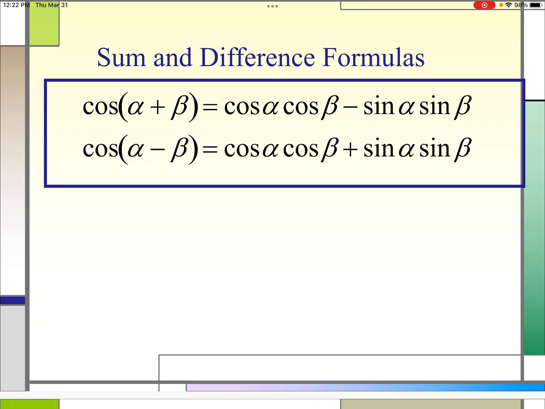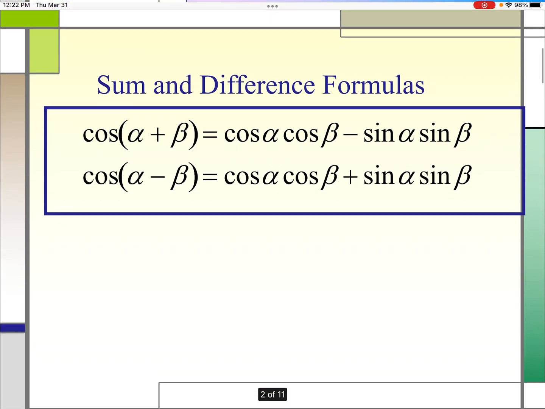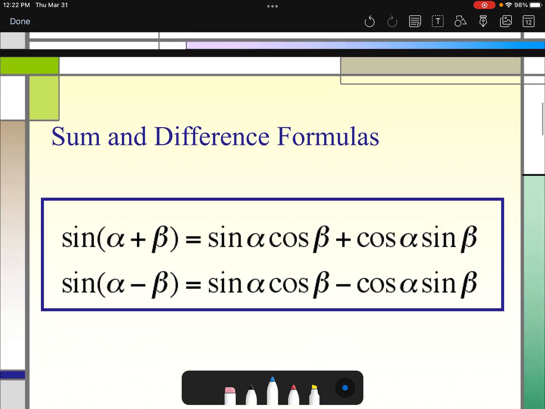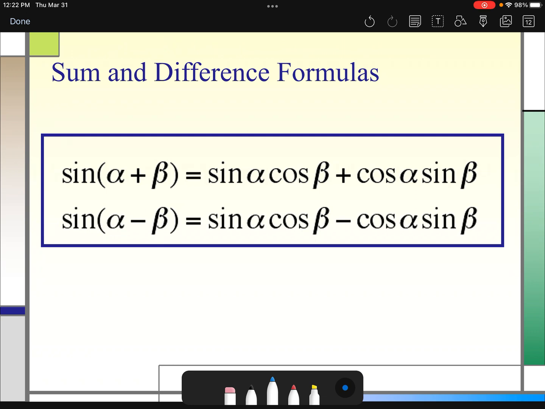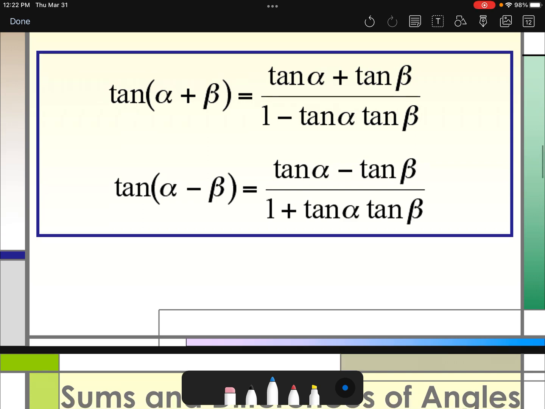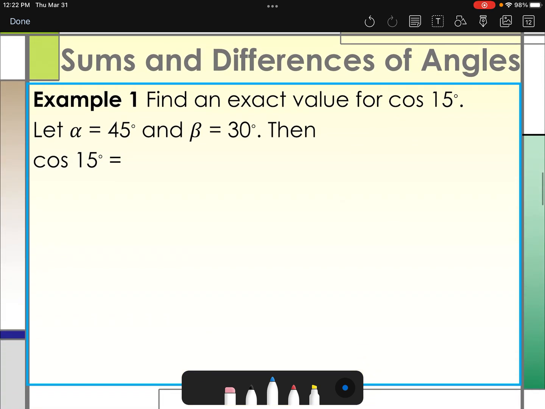If you have two angles, alpha and beta, then the cosine of the sum of those angles is given by this formula. And the difference of those angles, if you take the cosine of those, is given by this formula. Okay, sum and difference. Here are the sine formulas, and these are all given to you. And there are the tangent formulas.